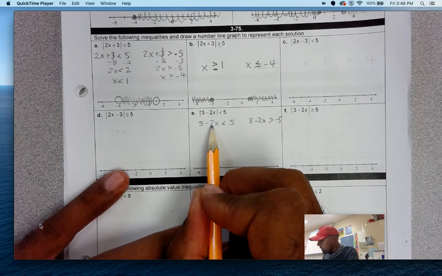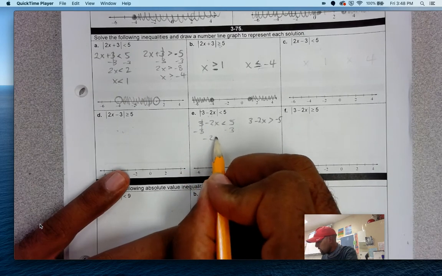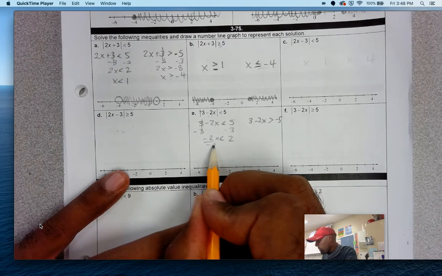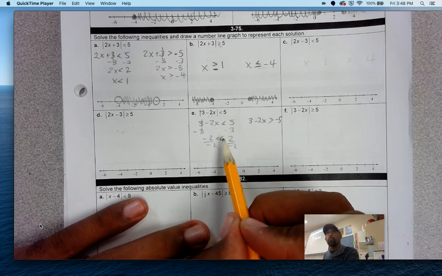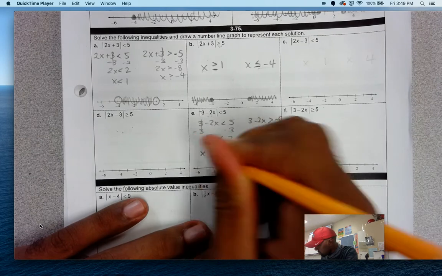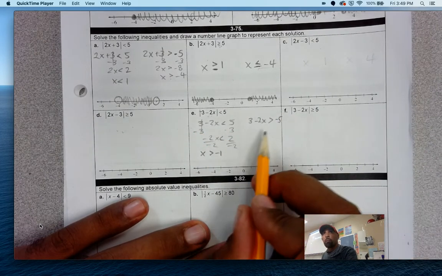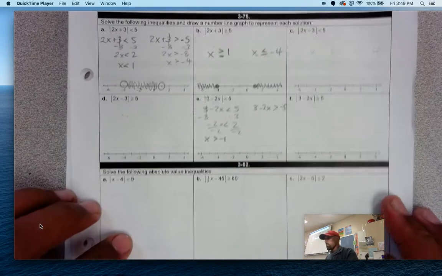So here, I'm going to subtract 3, and then divide by negative 2. Anytime you multiply or divide by negative numbers, it switches the inequality sign. So now I end up with x is greater than negative 1. Okay, and then you'll do the same thing here. You're going to need to switch that sign when you solve it. Okay, and then you guys will graph that.